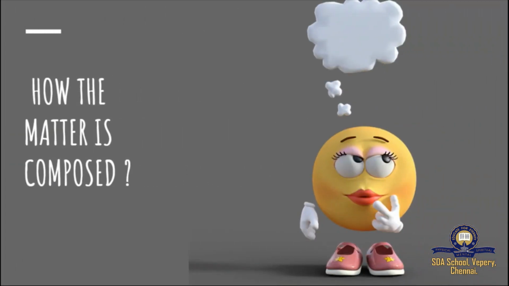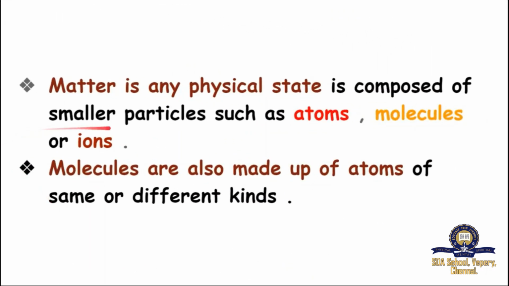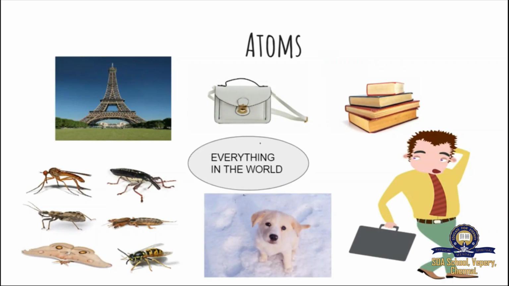How is matter composed? Matter in any physical state is composed of smaller particles such as atoms, molecules or ions. Molecules are also made up of atoms of the same or different kinds. Hence, atoms are the building blocks of matter. First we will see about atoms. An atom is the smallest indivisible unit. Nothing can be further divided.